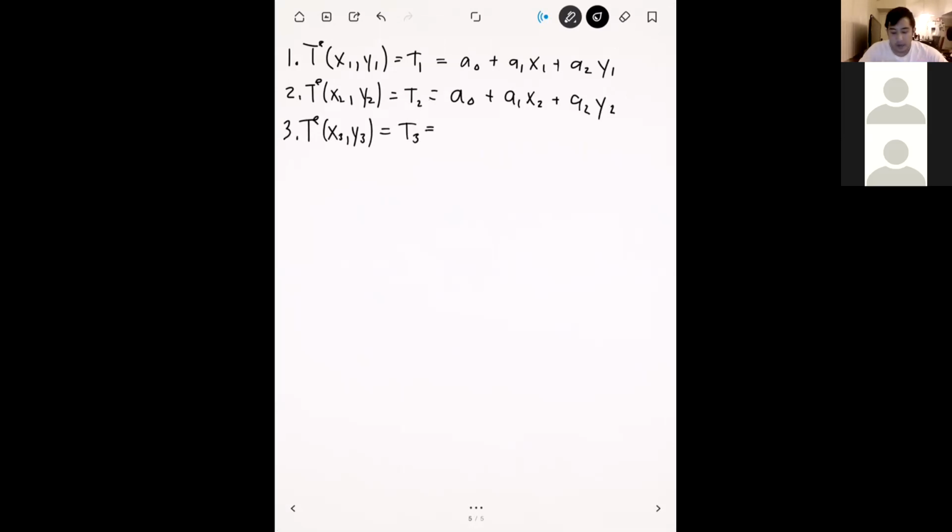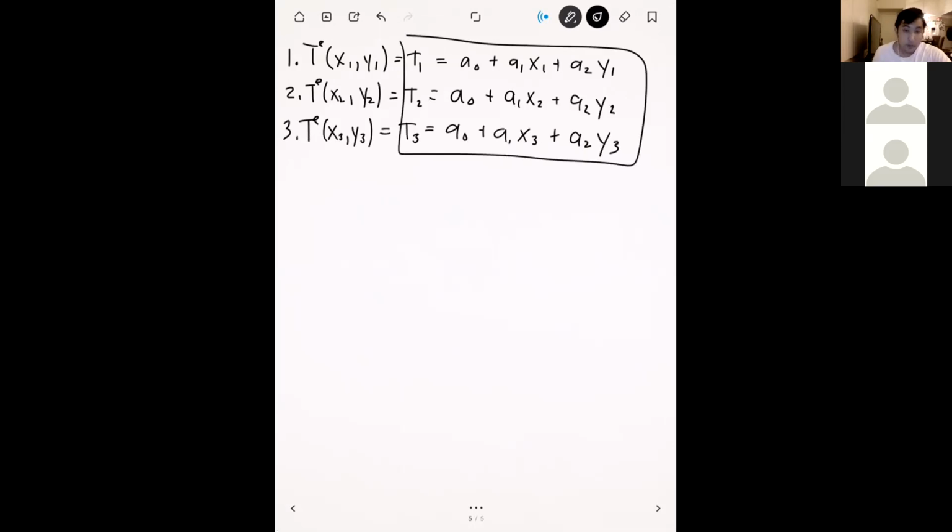And then finally, we can have the same expression for node number 3. So we have TE at x3, y3 has to equal T3. And so here are our 3 equations for our 3 unknowns. I'm not going to solve for this, but in theory, you could solve for it, so it'll be a big exercise in linear algebra.